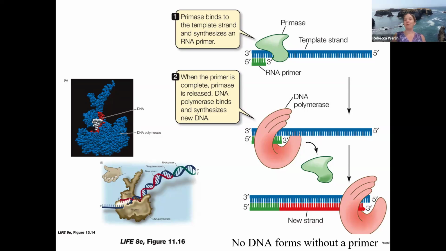Then DNA polymerase, and it's actually DNA polymerase 3 because it was the third DNA polymerase discovered. DNA polymerase comes in, finds that RNA primer, and starts synthesizing new strands of DNA. Again, it's checking to see which bases are present on the template strand and brings in new bases based on the template. So if there's an A there, it brings in a T. If there's a C there, it brings in a G. If there's a G there, it brings in a C.